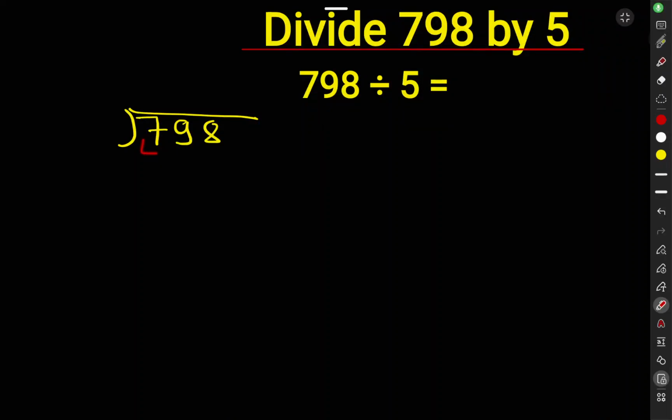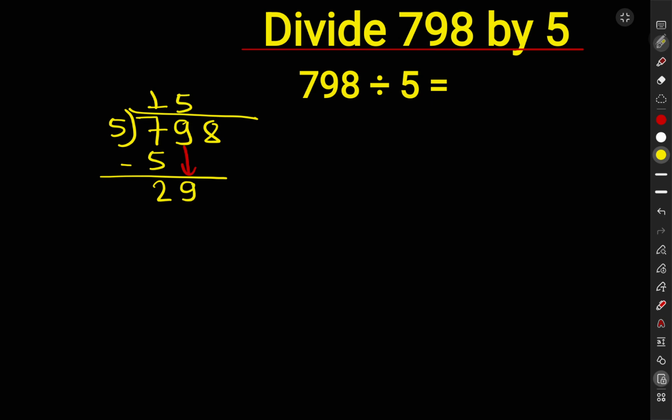Divide 798 by 5 in long division method. 5 times 1 is 5. On subtracting we get 2. So now we put down this 9 and it is 29.